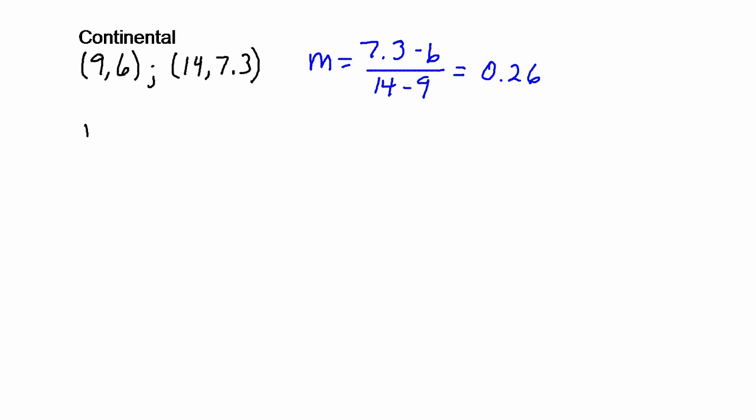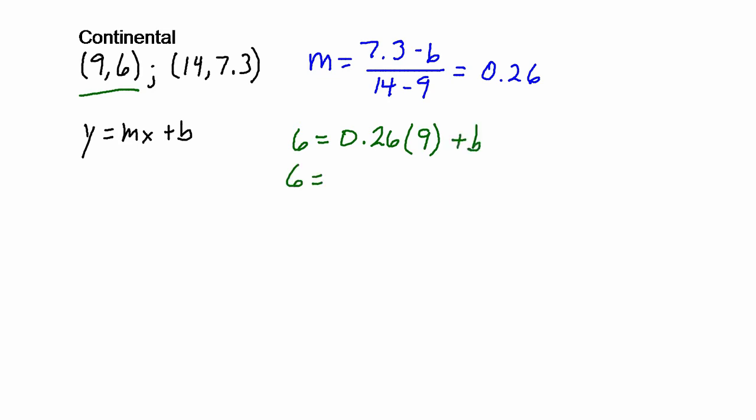Now that I have my slope, I want to use the slope-intercept form of the line, y equals mx plus b, to find b. I can use either point. I'm going to use 9, 6. My y is 6 equals m, 0.26, times x, which is 9, plus b. 0.26 times 9 is 2.34. So 6 equals 2.34 plus b. Subtract 2.34 from both sides. 3.66 equals b.